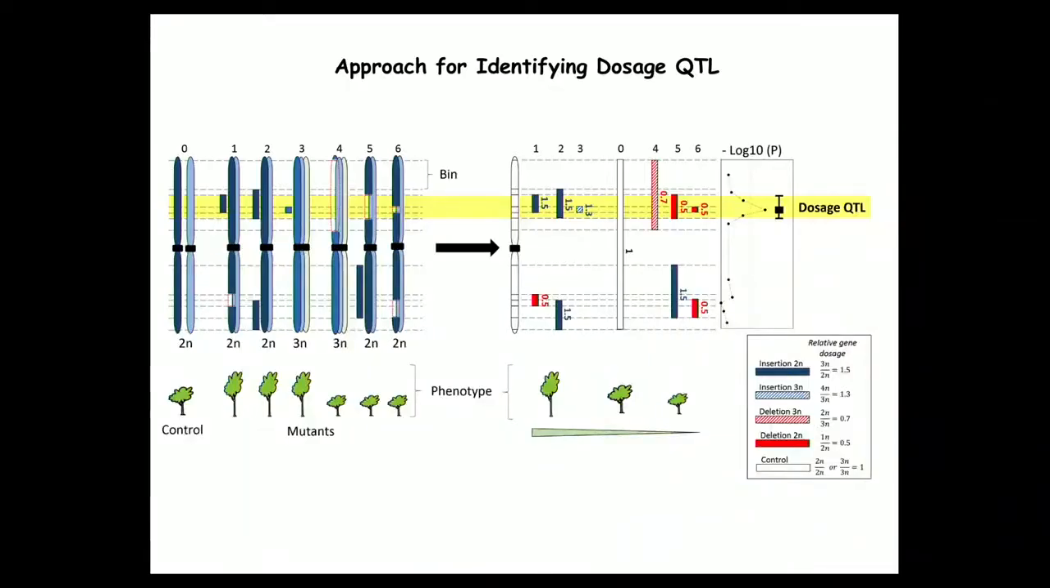And by basically doing a statistical association between dosage for each individual within each bin, she was able to look across the genome to look for positive associations between relative dosage and a phenotype. In this case, we're seeing that trees that grow bigger have an additional copy of this bin, and trees that grow smaller have fewer copies. So this is one example of the type of output from these scans.